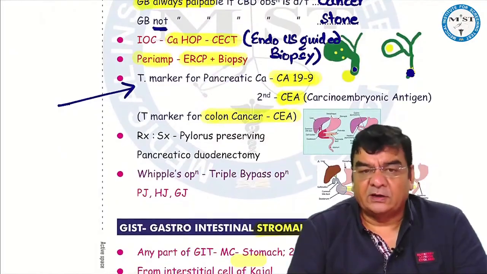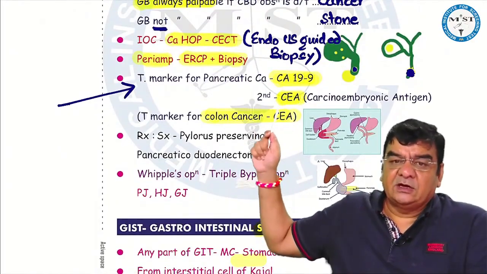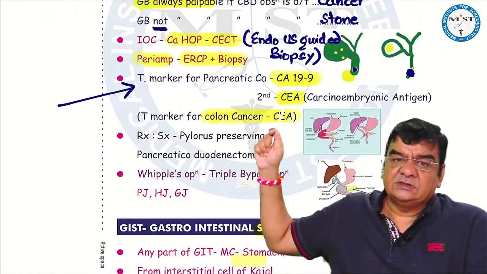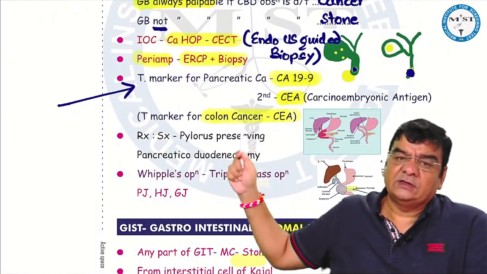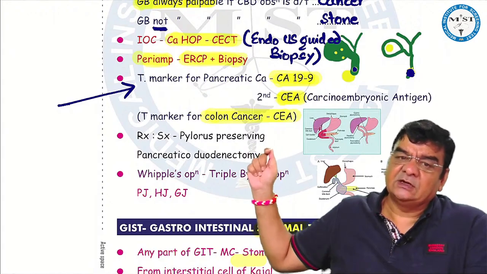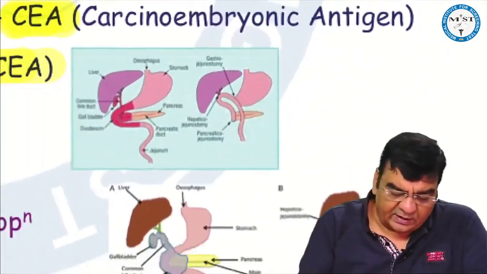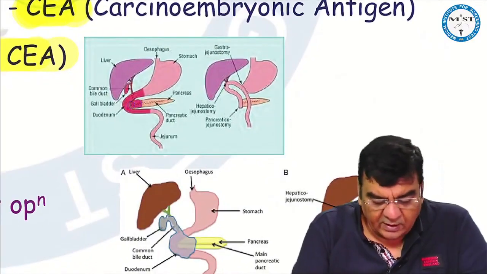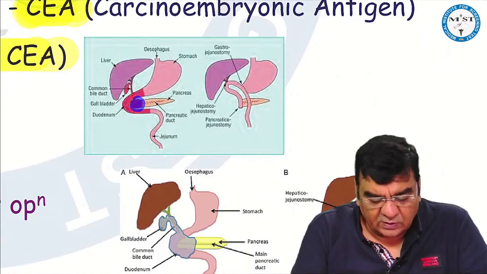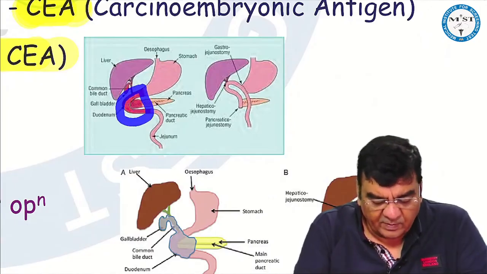Tumor marker for pancreatic cancer is CA19-9. The second tumor marker for pancreatic cancer is CEA, carcinoembryonic antigen. Tumor marker for colon cancer is CEA, carcinoembryonic antigen. And the treatment for pancreatic cancer, whether it is a head pancreatic cancer or periampullary, because the pancreas is fused with the duodenum, we have to remove the head of the pancreas along with the duodenum.